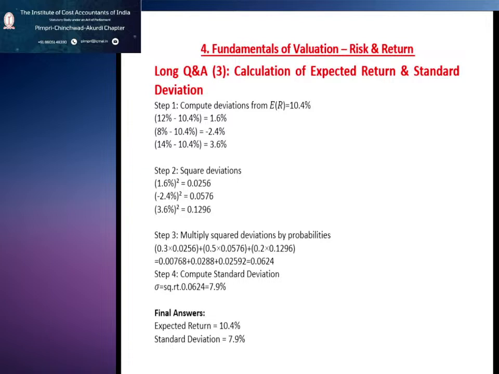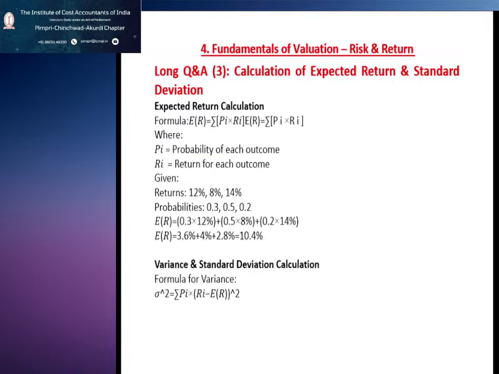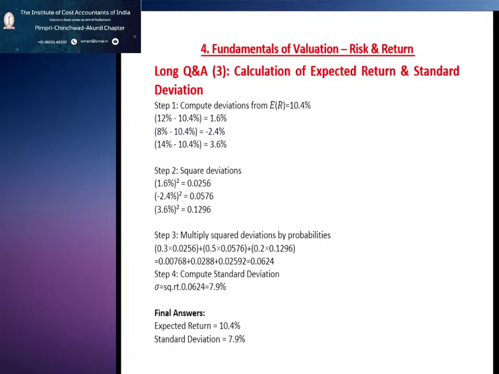Step 2 would be to square the deviations. So squaring these deviations gives 0.0256, 0.0576 and 0.1296. Then in step 3, multiply the squared deviations by probabilities. So this is how the calculation will be done: 0.3 into 0.0256 plus 0.5 into 0.0576 plus 0.2 into 0.1296. The probabilities given are 0.3, 0.5, 0.2, and accordingly the squared deviations are multiplied with the probabilities.